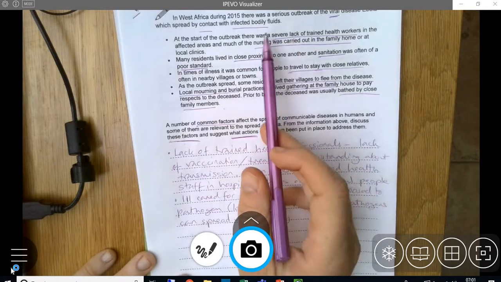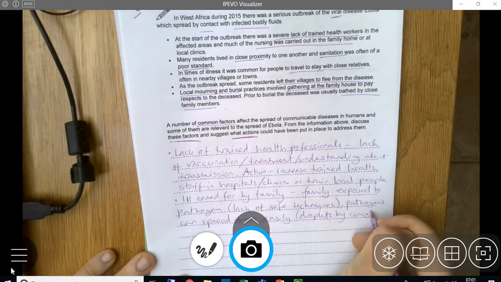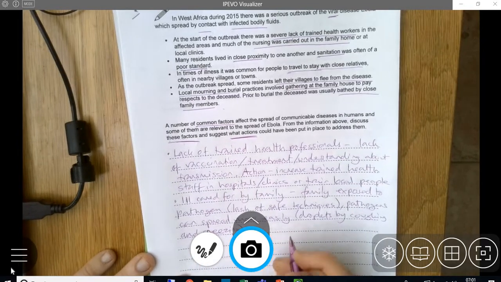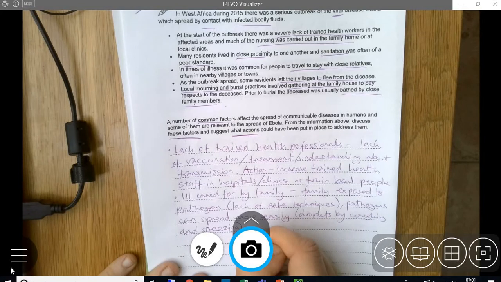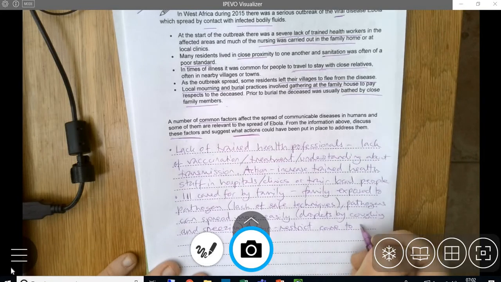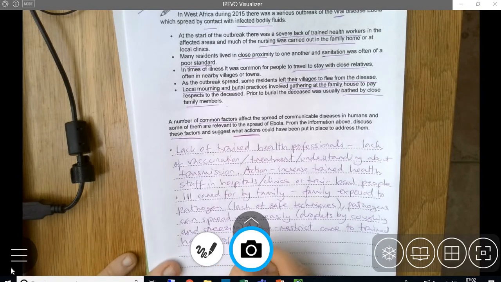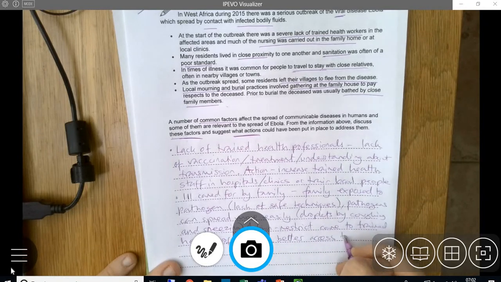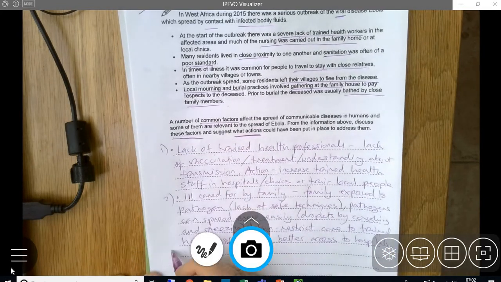And we can say, how do they spread? We know that it's in bodily fluid, so it's going to be droplets by coughing and sneezing. What could we do? Okay. What would be our action? Restrict care to trained health professionals. Okay. And also make sure there is better access to hospitals. So that's two factors. Let's look at a third one.